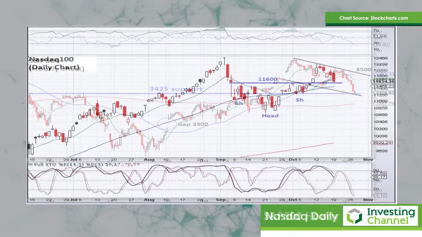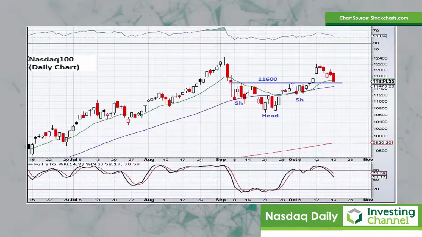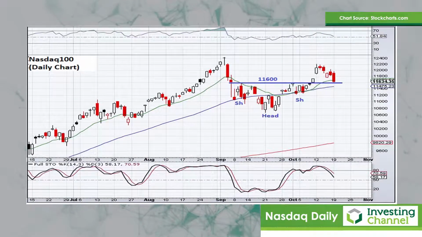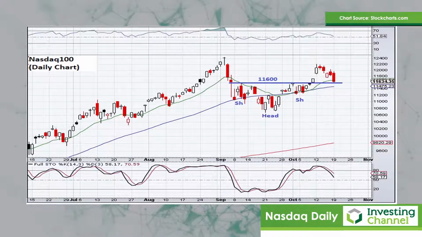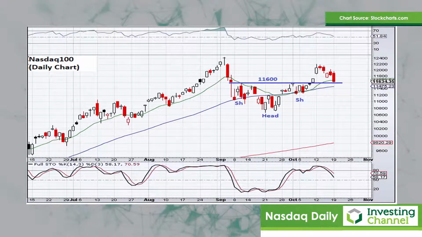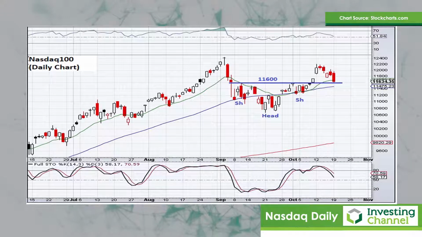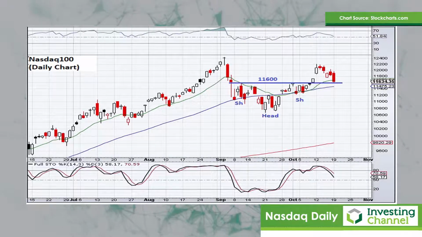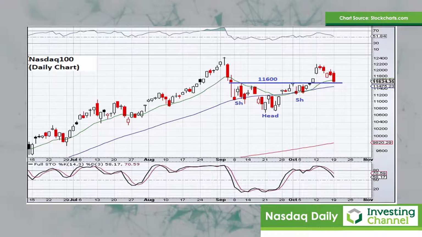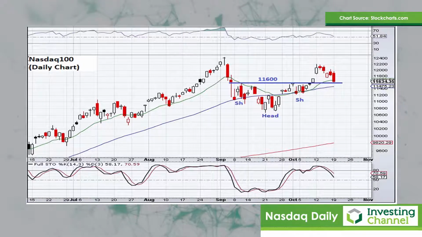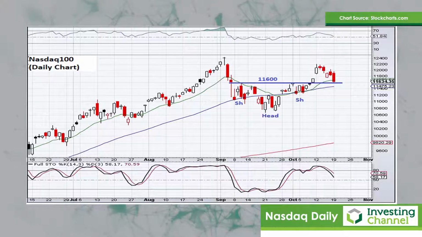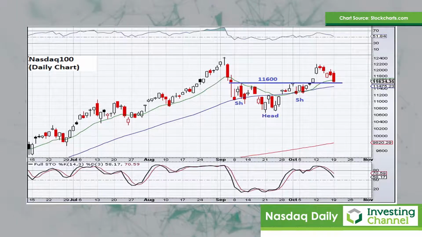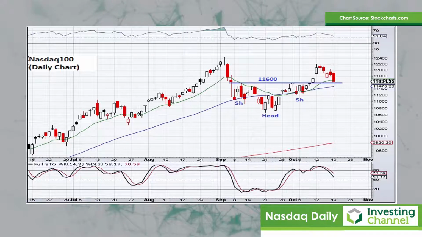Let's then take a look at the Nasdaq 100. First up is the daily chart. And here you can see again the inverted head and shoulders pattern that I've spoken about in previous weeks. That pattern was validated last week when the market broke up above 11,600. Now again, the market's pulled back over the last few days. It's found support at 11,600, which is where that neckline of the inverse head and shoulders pattern was. At the time of recording this, the futures are pointing up, so we should open above 11,600.